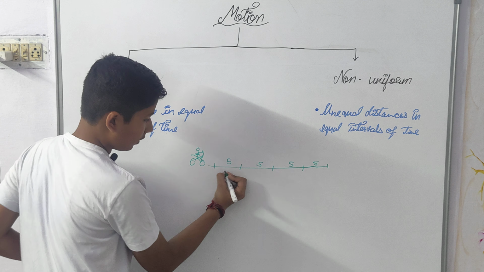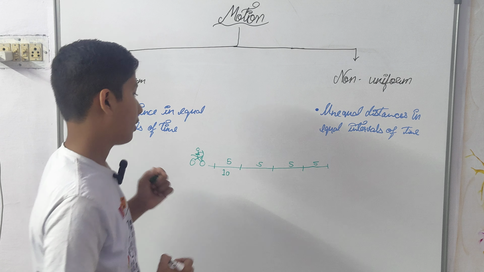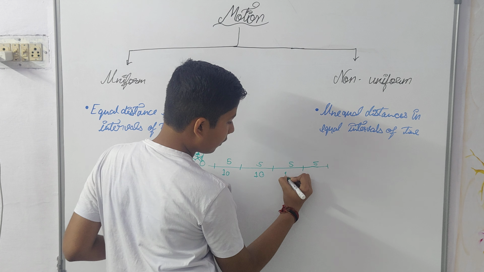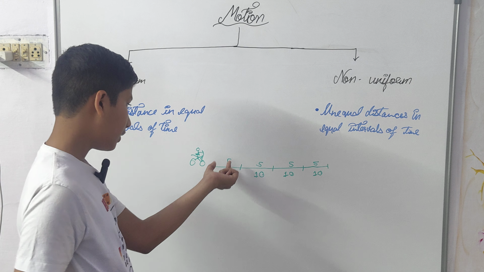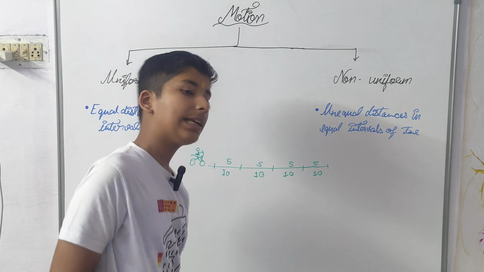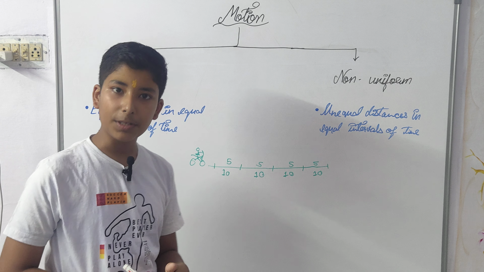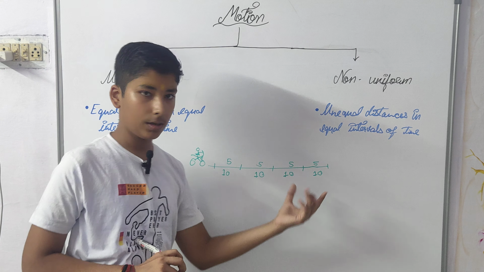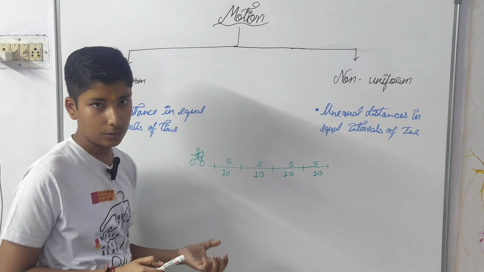It took, let's say, 10 minutes to cover 5 kilometers. The next 5 kilometers it covered in 10 minutes. This also 10 minutes and 10 minutes. So it covered 5, 10, 15 and 20 kilometers in 10, 20, 30, 40 minutes. It covered 20 kilometers in 40 minutes. So are the ratios the same? 5 is to 10, 5 is to 10, 5 is to 10 and 5 is to 10. All of them are 5 is to 10, meaning 1 is to 2 is the ratio.